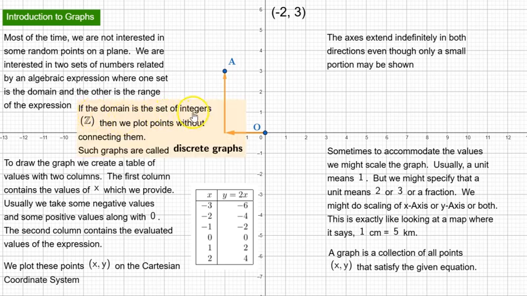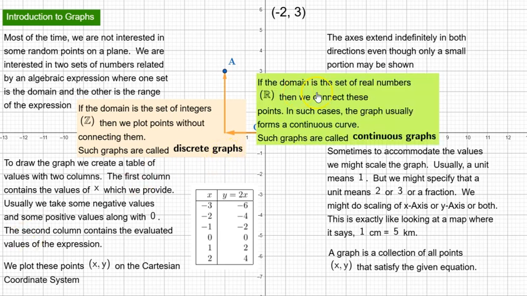Now, if the domain is a set of integers, then we plot points without connecting them. Such graphs are called discrete graphs. If the domain is a set of real numbers, then we connect these points. In such cases, the graph usually forms a continuous curve. Such graphs are called continuous graphs. So that was an introduction to graphs.